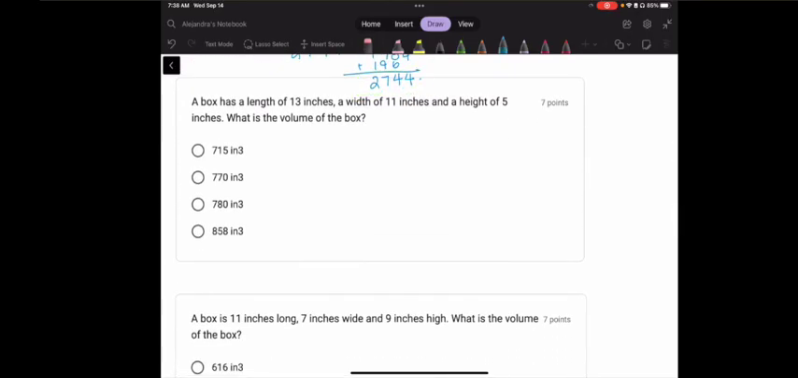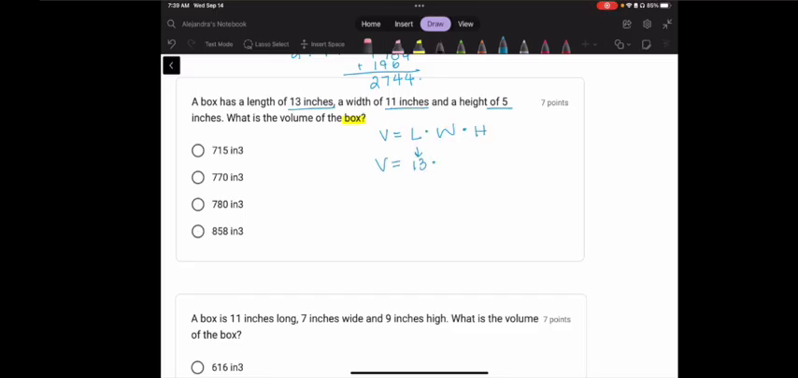In this problem, it states that a box has a length of 13 inches, a width of 11 inches, and a height of 5 inches. What is the volume of the box? So when they mention a box, in your head, you should be picturing either some kind of cube or rectangular box. Now, in this case, it's not going to be a cube because they're telling me 3 different side measurements. And in a cube, all the side measurements are the same. But regardless of that, the volume formula is the same. Length times width times height.